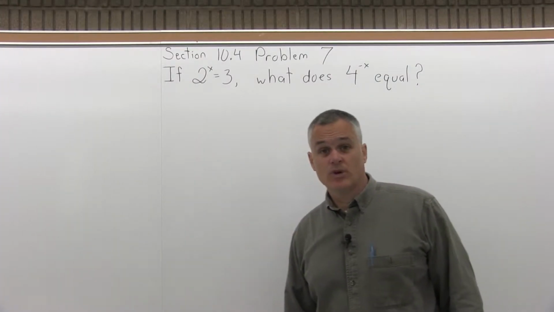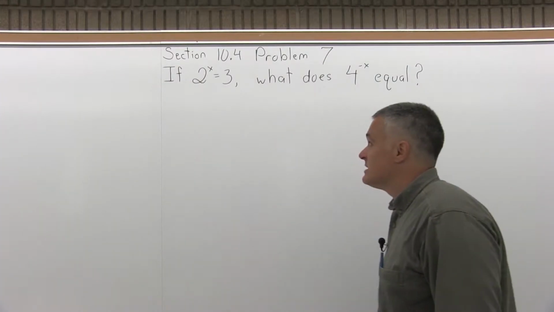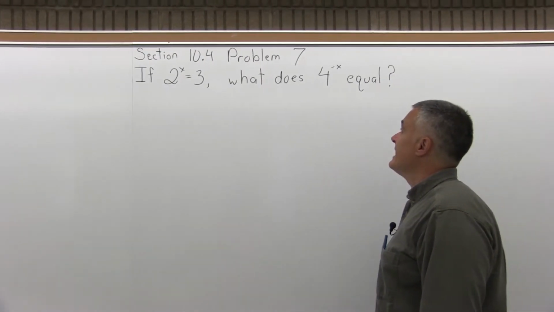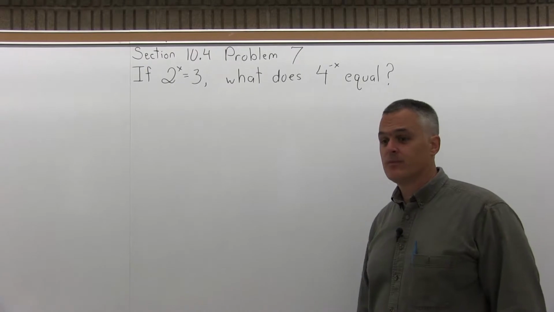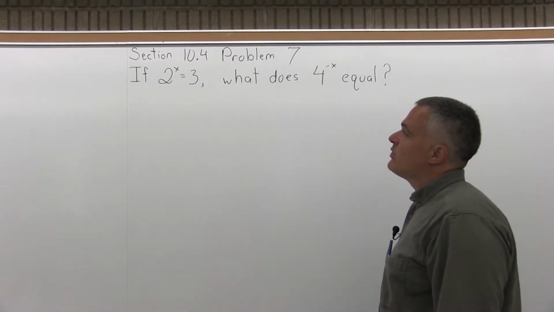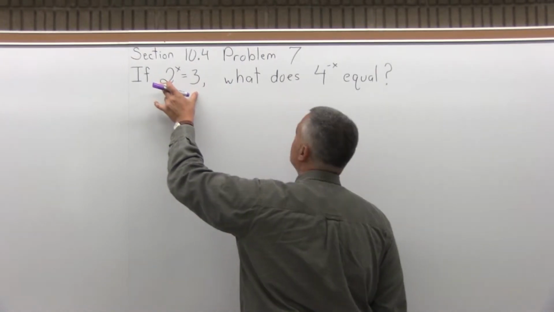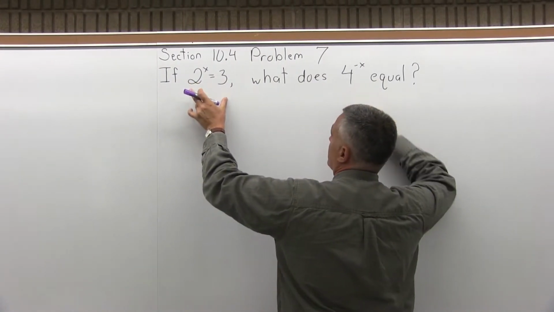This is Section 10.4, Problem 7. It says, if 2 to the x power equals 3, what does 4 to the negative x power equal? So my first thought would be to take the equation, do whatever I need to do on both sides to make it look like 4 to the negative x.